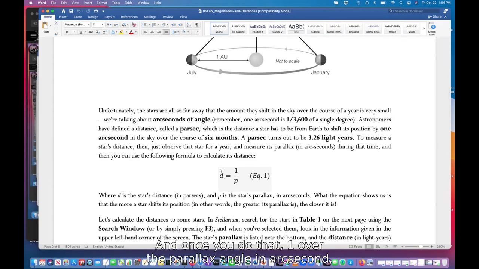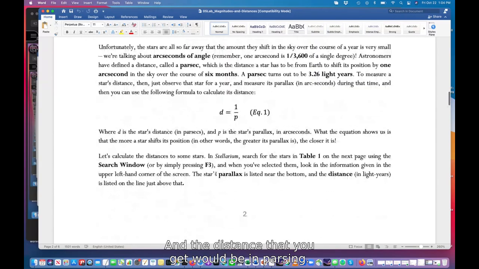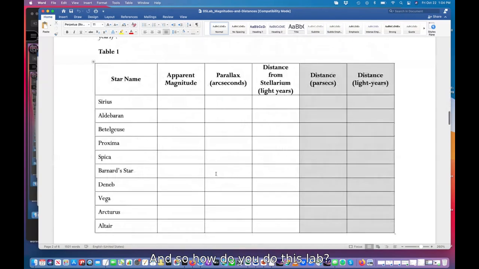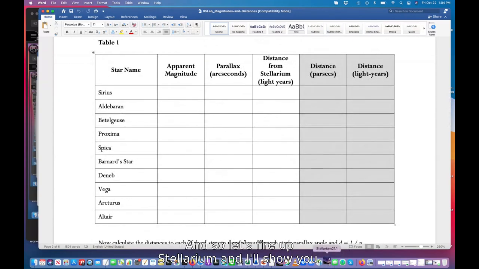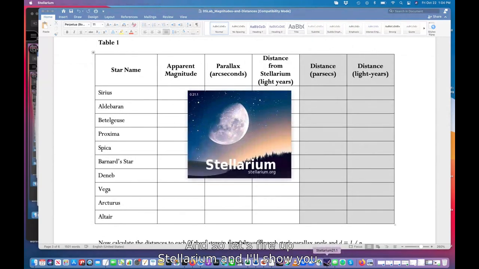And once you do that, 1 over the parallax angle in arcseconds, you will get the distance, and that number is in parsecs. So with this formula, you have to, again, be careful that the parallax has to be in arcseconds, and the distance that you get will be in parsecs, okay? And so how do you do this in the lab? It's very simple. Let's fire up Stellarium, and I'll show you.